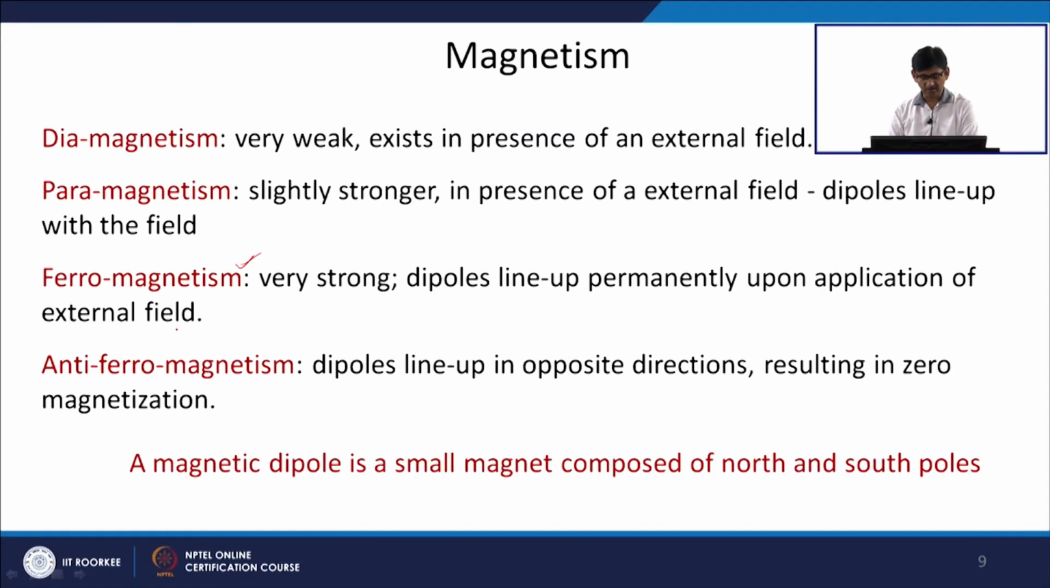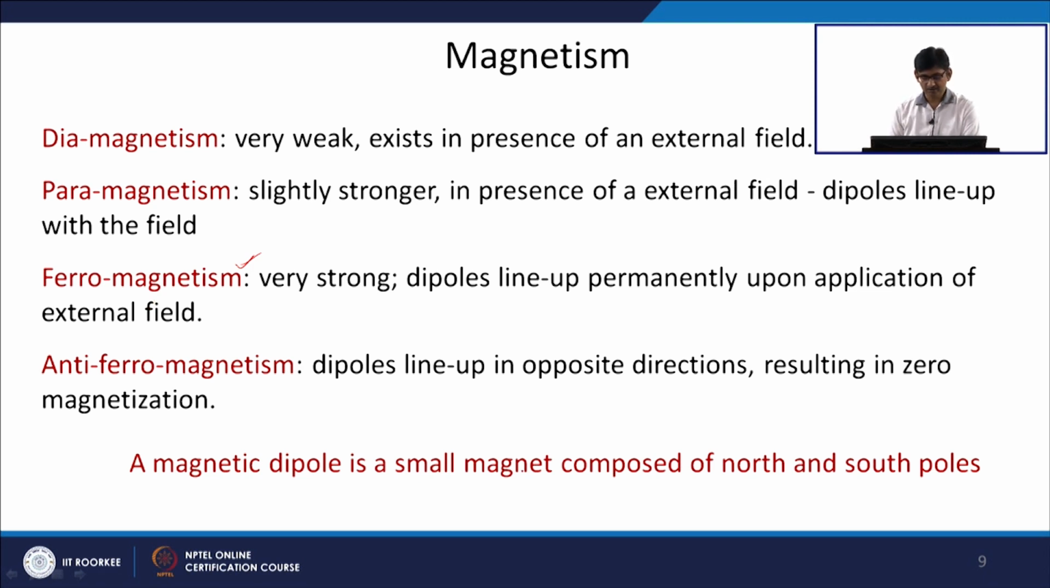Okay, so dipoles line up in opposite direction resulting in zero magnetization. So in this case if you apply the external field also, you will not get any magnetism. Okay, so these are antiferromagnetism. So anti of what we have discussed just now.